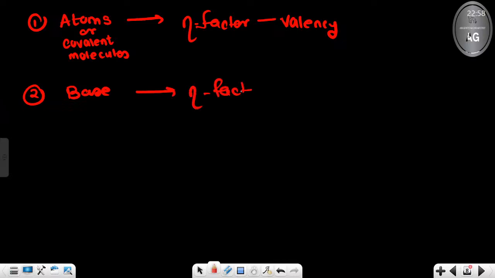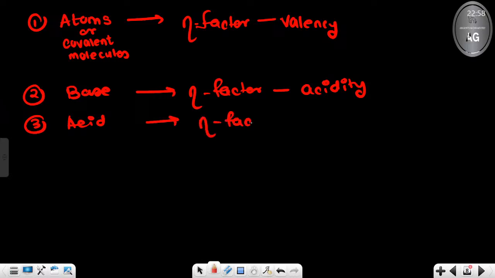Number 2, if it is a base, then what is going to be its n factor? In class 10 you have learned, for a base it is acidity, for an acid it is basicity. So it is going to be its acidity. Now don't ask what is acidity, because I cannot discuss that now, otherwise your syllabus will be incomplete. Next, if I have to talk about acid, then it is going to be basicity, right?